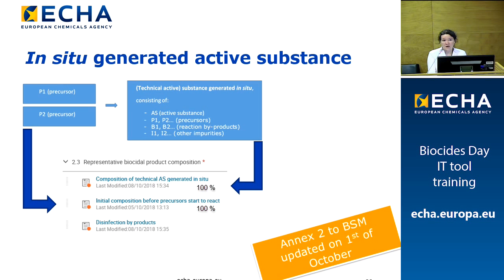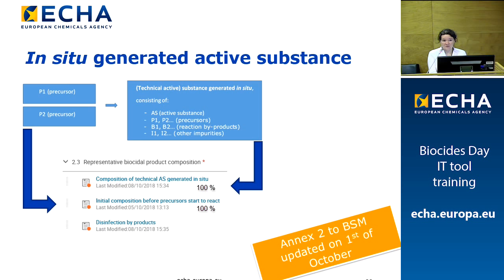I mean, how much of each precursor you need to put in to obtain the required reaction. And this is also 100%. Those first two are mandatory, and it is very important to put the record containing the active substance dataset in the first record because of the R4BP3 format check. So we updated Annex 2 to the Biocides submission manual with this information.